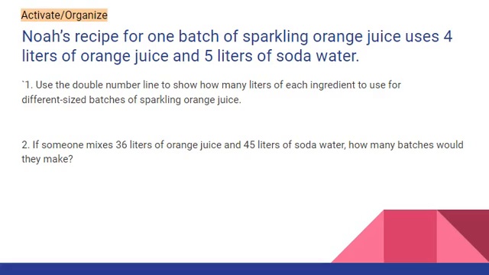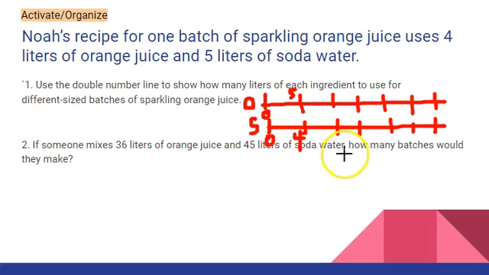So if you jotted down some different line graphs, you could have done something similar to what I've got here. Start off with 5 liters. Oops, got those backwards. So we've got 4 liters of orange juice to 5 liters of the soda water. So a double batch would be 8 to 10, right?